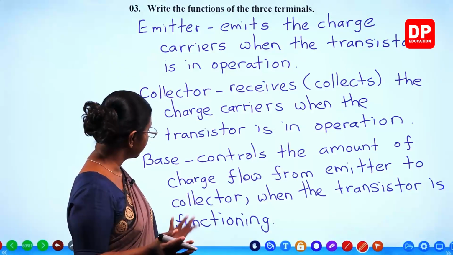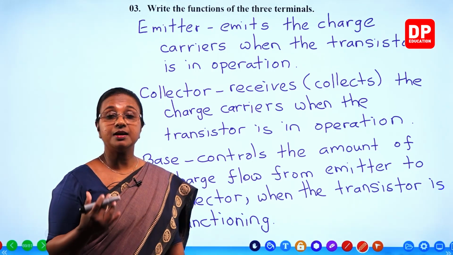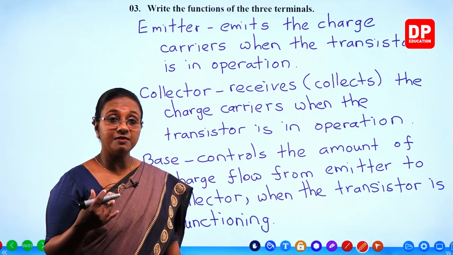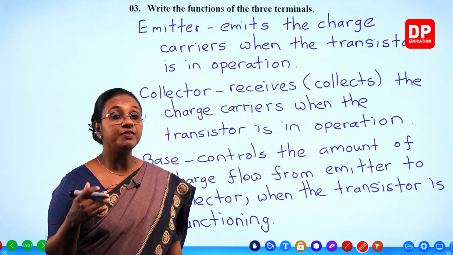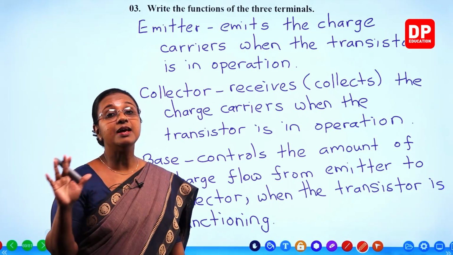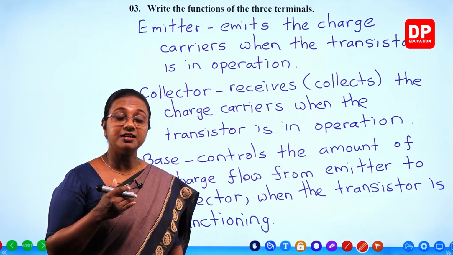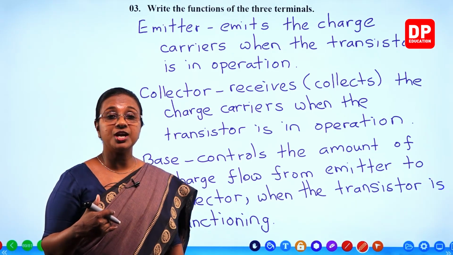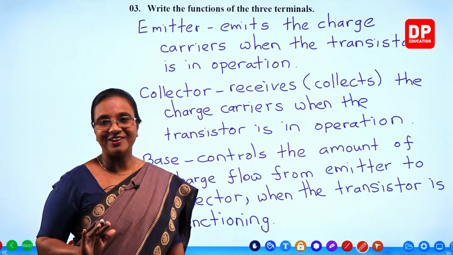By controlling the charge flow, it controls the current flow. Now I haven't mentioned the current flow here because you all know, students, if it is a PNP transistor, current flows from emitter to collector. But if it is an NPN transistor, current flows from collector to emitter through the base. So the direction of the current flow differs because of the P and N regions. You are familiar with that. But always the charge carriers flow from emitter to collector. So depending on the type of charge carrier, the direction of current flow changes. I am sure you all can recall that.